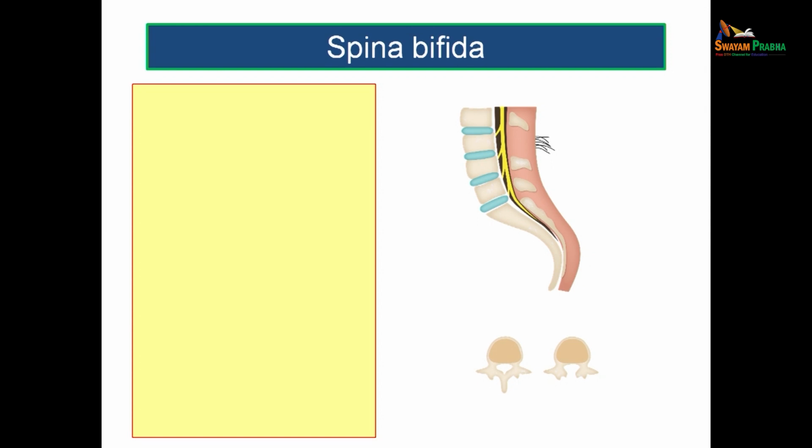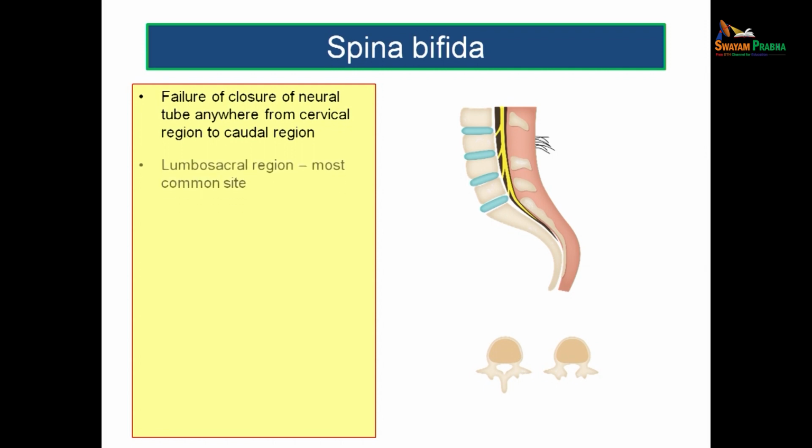Another commonest neural tube defect is spina bifida. What do you mean by spina bifida? It is the failure of closure of the neural tube anywhere from the cervical region to the caudal region. So, anywhere if the neural tube fails to close, you call that condition spina bifida, and this is more commonly seen in the lumbosacral region. So, the lumbosacral region is the favorite site of formation of spina bifida.